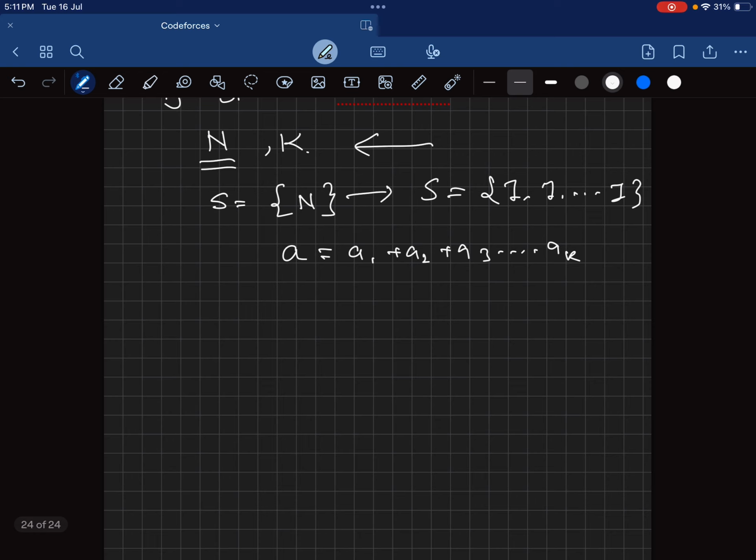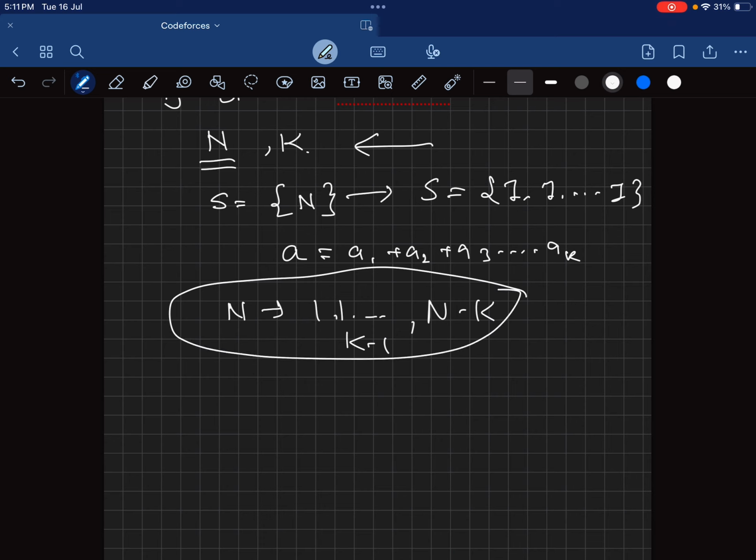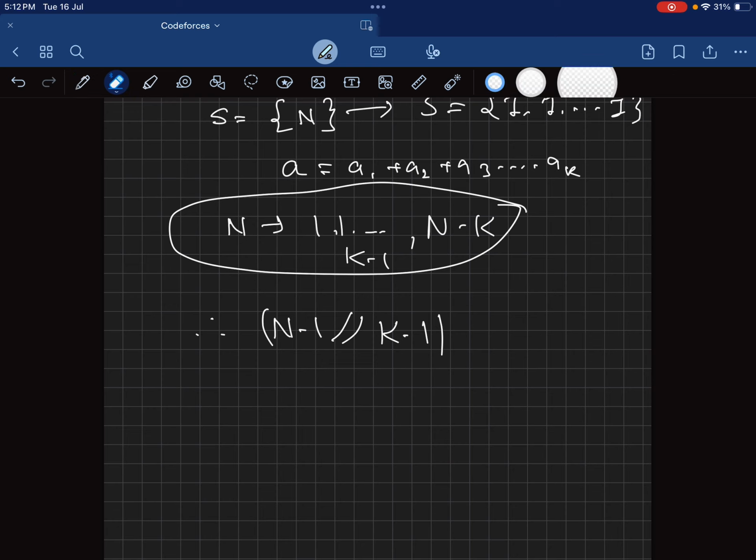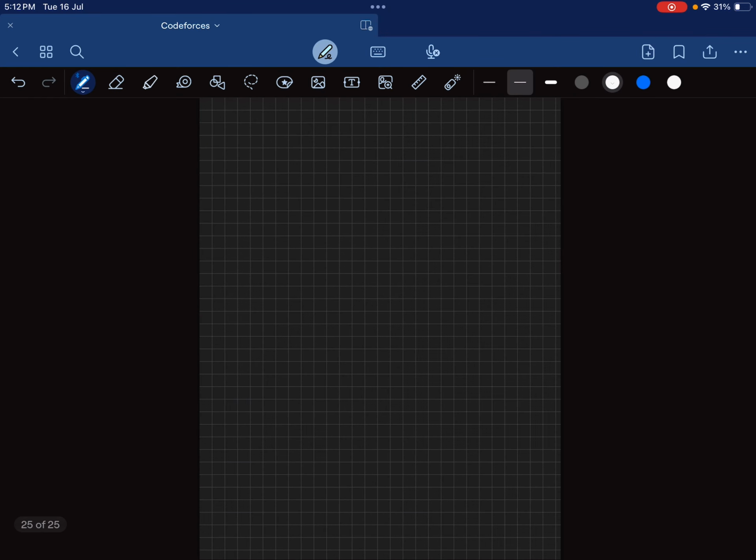So it's a fairly simple question. What you can do is replace n by k minus 1 ones and n minus k plus 1, and then replace that by k minus 1 ones and n minus 2k plus 2, and so on. So essentially the total number of times you need to perform this operation is n minus 1 divided by k minus 1, basically the ceiling of this. Okay, so this was the first question.